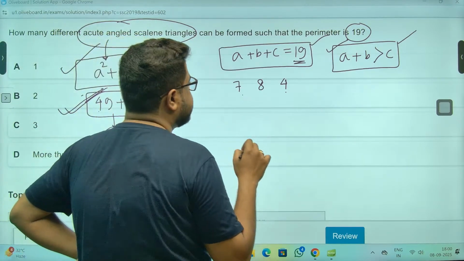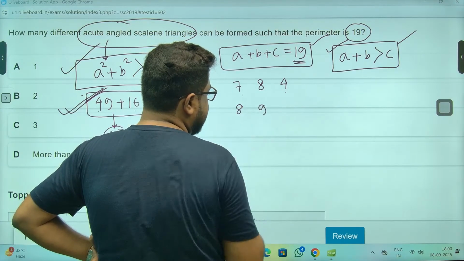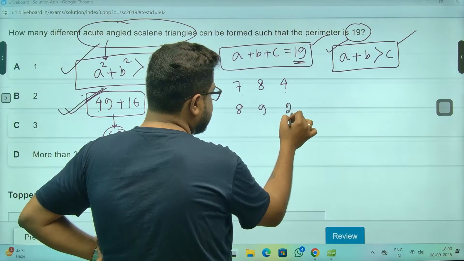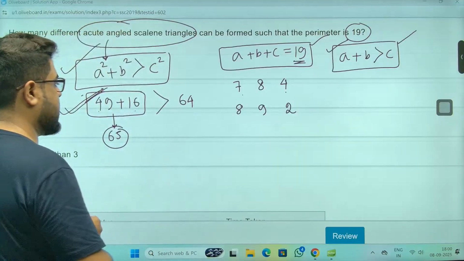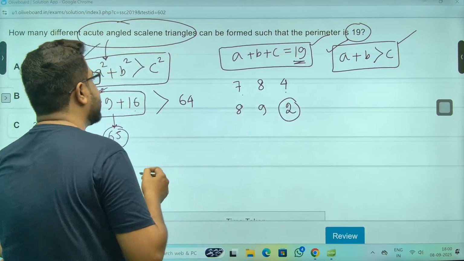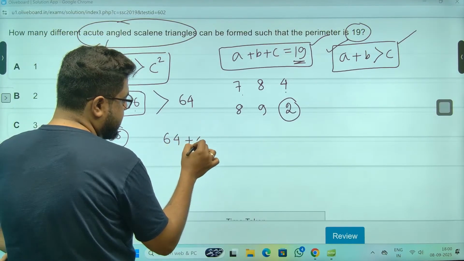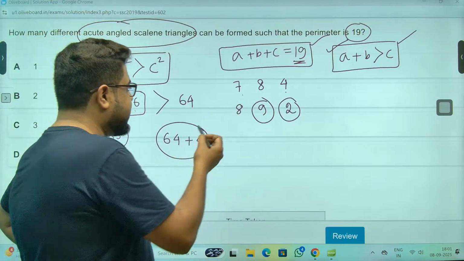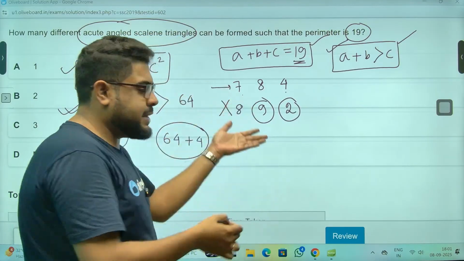Let's make this 8 and this 9. 8 and 9 is 17, so this is 2. I don't think it will match anymore. Let's check, because I'll always take the smaller ones. 8 square 64 plus 4 is 68, nowhere close to 9 square 81. This will not match, sir. That means anything more than this is not matching.